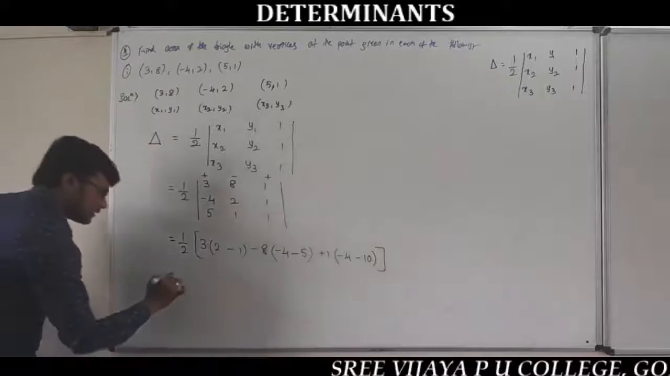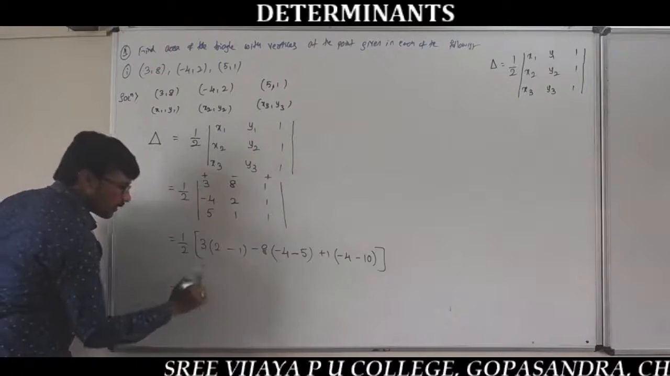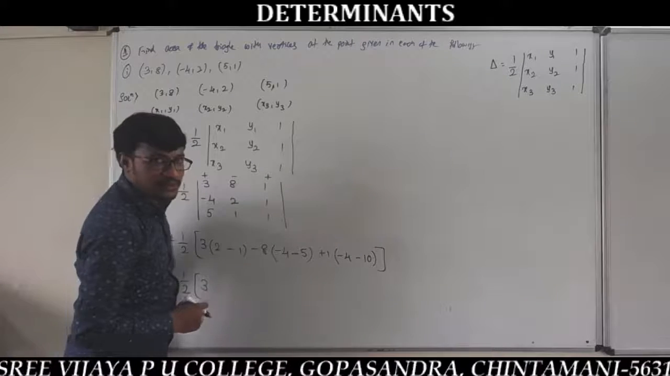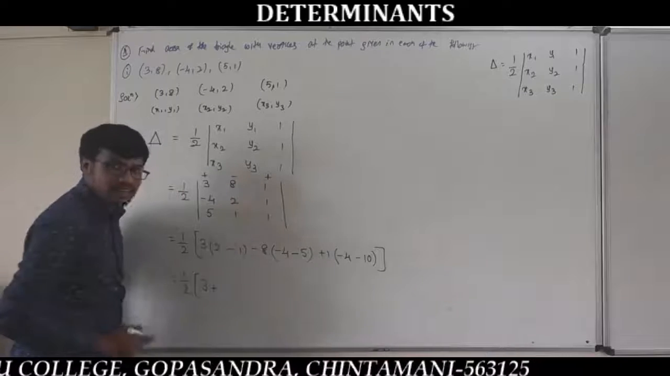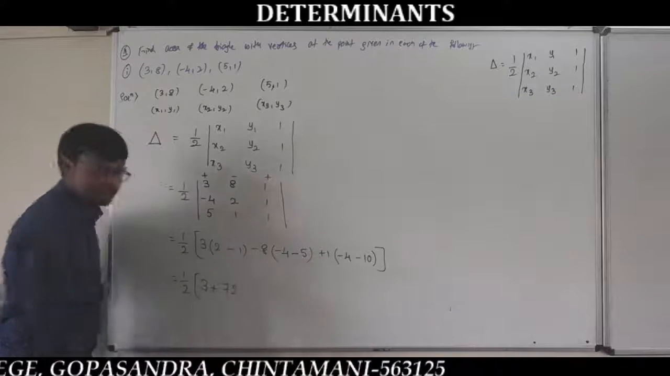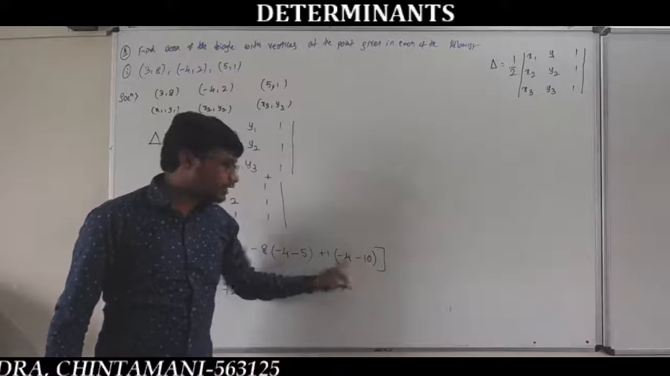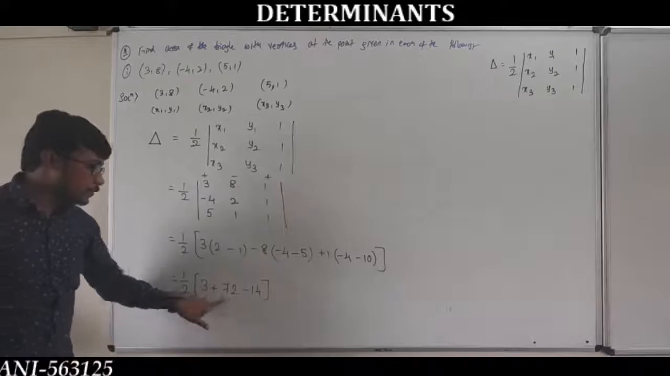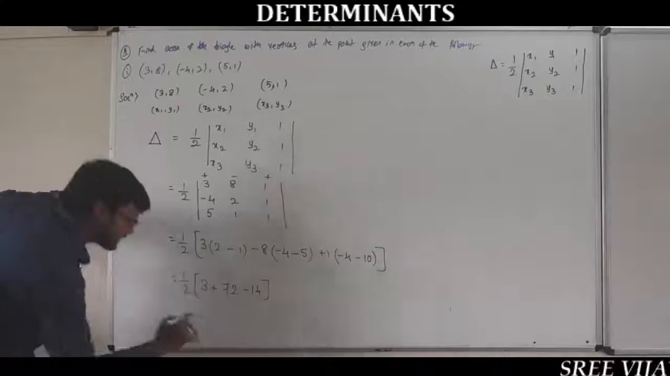Okay, next. So 1 by 2 times: 2 minus 1 is 1, 1 into 3 is 3. Minus 4, minus 5, minus 9. So that minus becomes plus: 9 into 8 is 72. Next, minus 4 minus 10 is minus 14, minus 14 into 1 is minus 14. 72 plus 3 is 75, 75 minus 14 is 61.